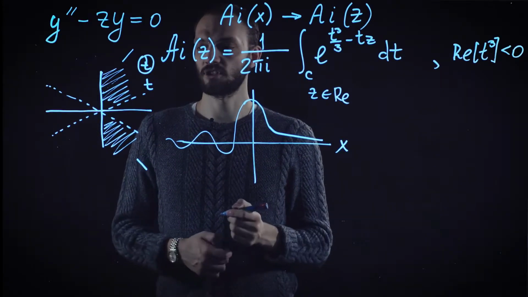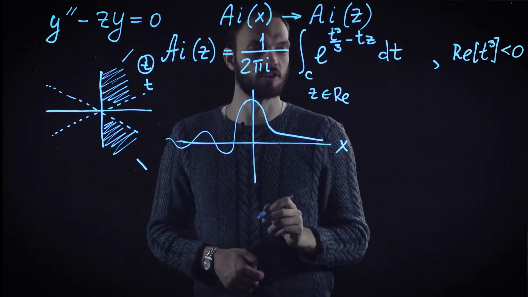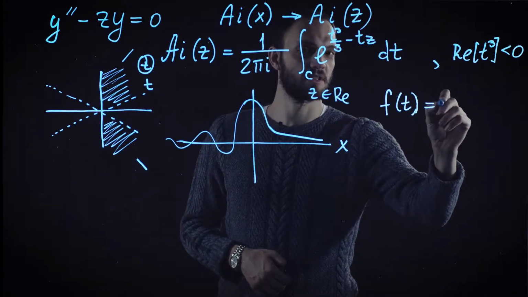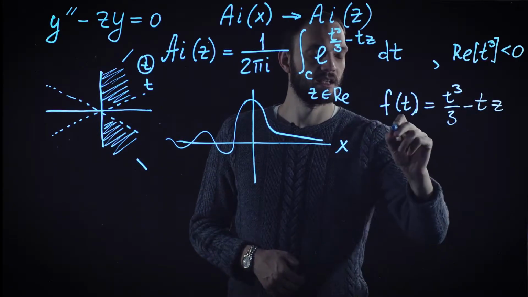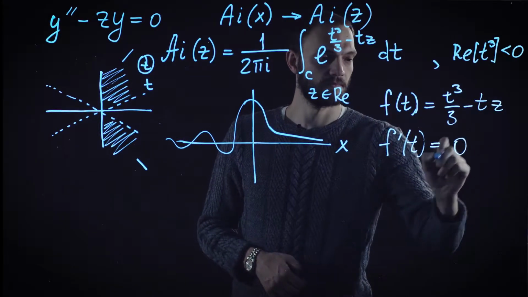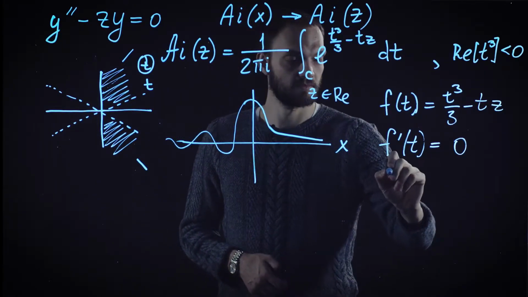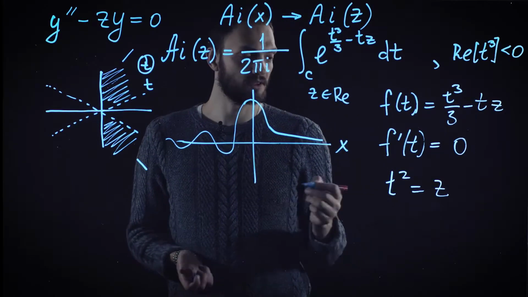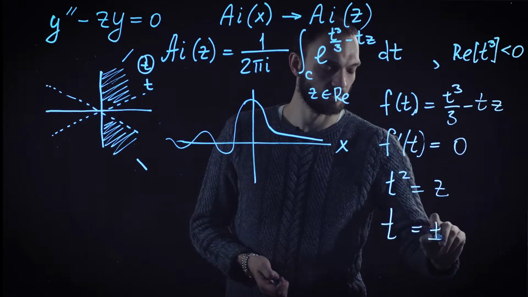As usual, the first step in this study is to find saddle points of the exponential. In our case, the expression in the exponential is t cubed over 3 minus tz. So let us find the saddle points. The equation for the saddle points, f prime equal to 0, becomes t squared equal z. Now recall that z can be an arbitrary complex number. Let us solve this equation in the following form.